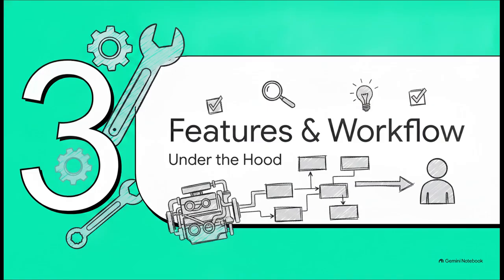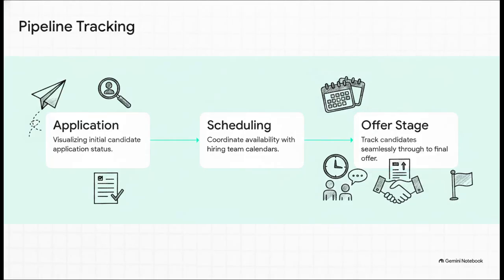Okay, Section 3, core features and workflow. Let's look under the hood. Because, let's be real, it's one thing for software to be free, but it actually has to work. Visualizing your pipeline is absolutely critical, and OpenCATS tracks candidates seamlessly across these core stages. From the exact moment that initial application pings your system, you can see exactly where a candidate stands. You can coordinate interview availability right alongside your team's calendars, all the way through to extending that final offer. Basically, it stops great candidates from getting lost in the shuffle of a crazy recruiter's day.